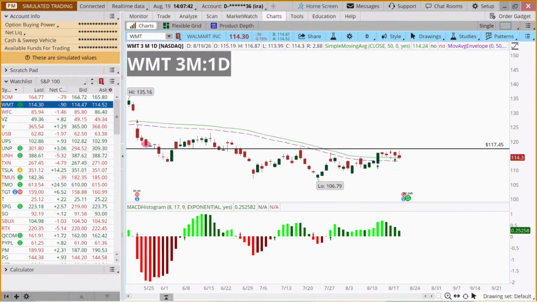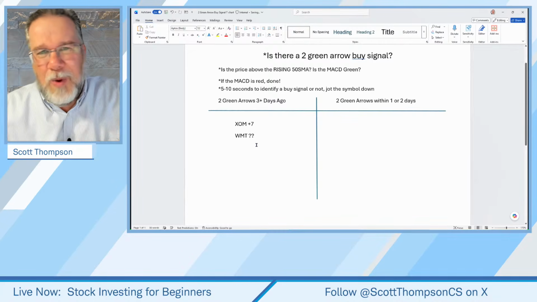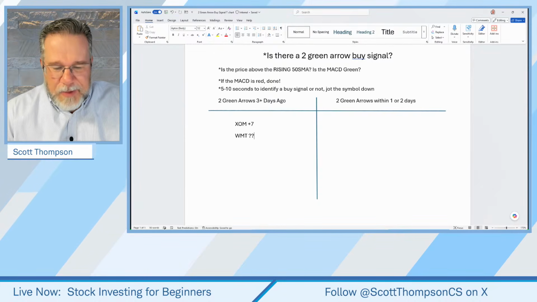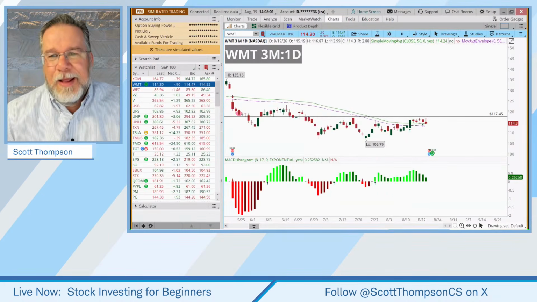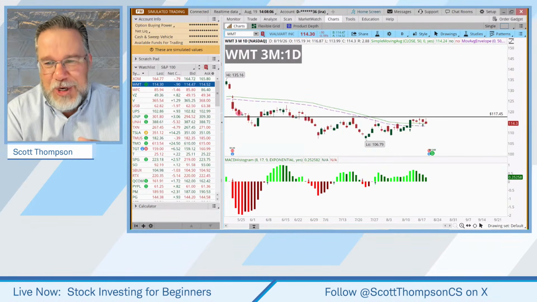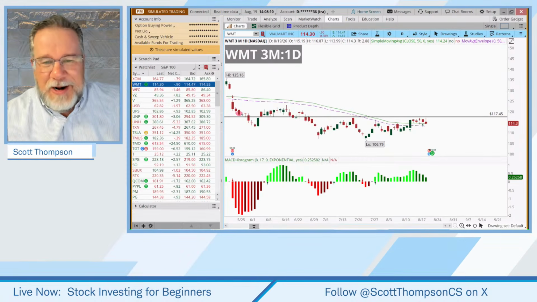So this is how I would note that, and I'd probably put it over here. I just put Walmart and then a question mark, because it looks like it has two green arrows, but I don't want to take the time right this second to determine whether or not it's a rising moving average. This is taking a lot longer going back and forth from the chart, but we'll go through this much faster here in a minute.